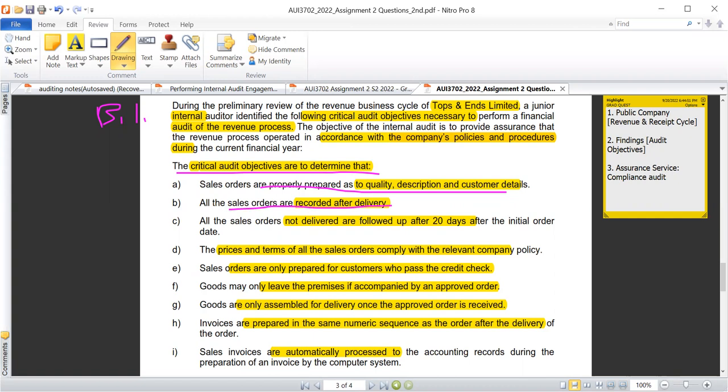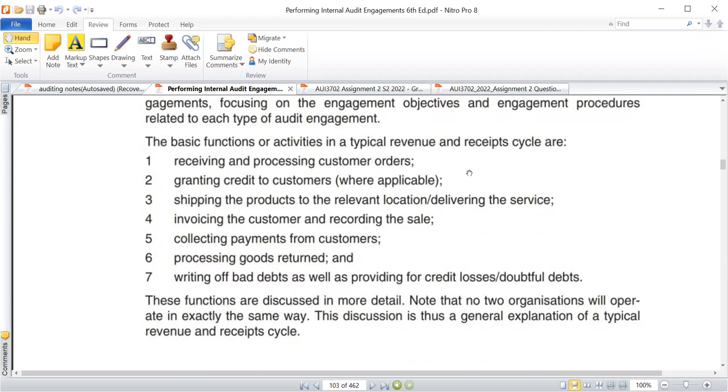So that is the objective, to ensure that all the sales orders are recorded after delivery. So the question is, if I'm looking at the objective that they've given me here, which of the stages in the revenue and receipts cycle does it relate to? So let's look here. Does it deal with receiving and processing customer orders, granting credit to customers, shipping the product to the relevant location or delivering the service, invoicing the customer and recording the sale, collecting payments from customers, processing goods returns, write-off bad debts, as well as providing for credit losses or doubtful debts?